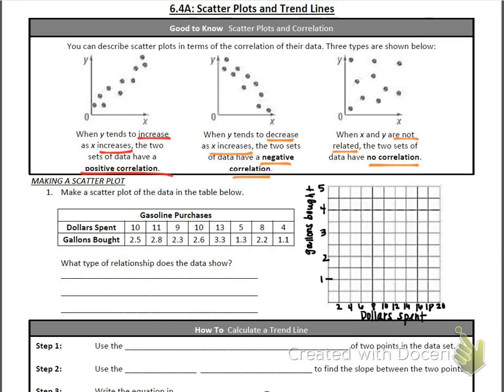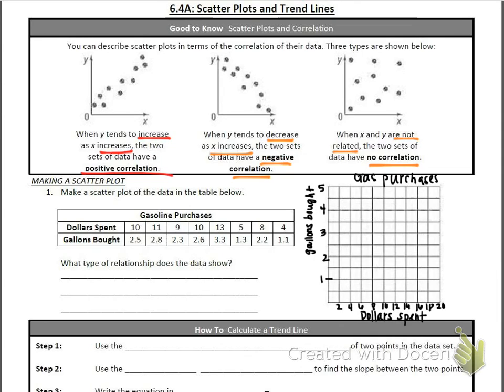Jonah, I just got a question. Okay, so we do have to title the graph. What are we going to title this graph, guys? I would title it gasoline purchases or gas purchases. I know I didn't leave you a lot of room.